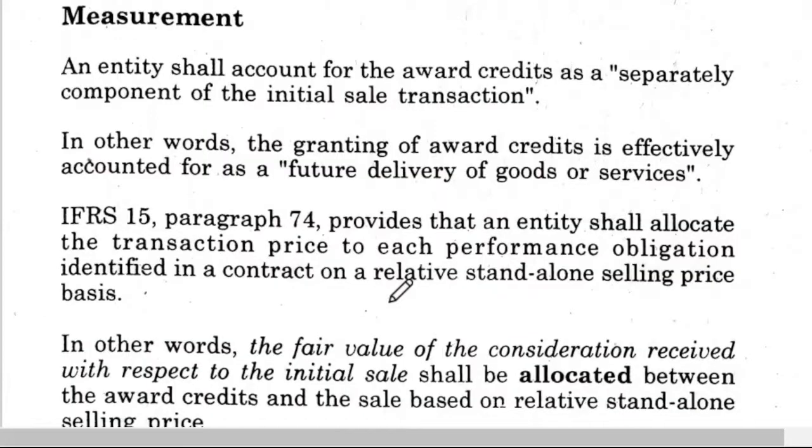So an entity shall account for the award credits as a separate component of the initial sale transaction. In other words, the granting of award credits is effectively accounted for as future delivery of goods or services, because later on, when they redeem the points, they're going to buy another good or another item from your company. Under IFRS 15, it provides that an entity shall allocate a transaction price to each performance obligation identified in a contract on a relative standalone selling price basis.